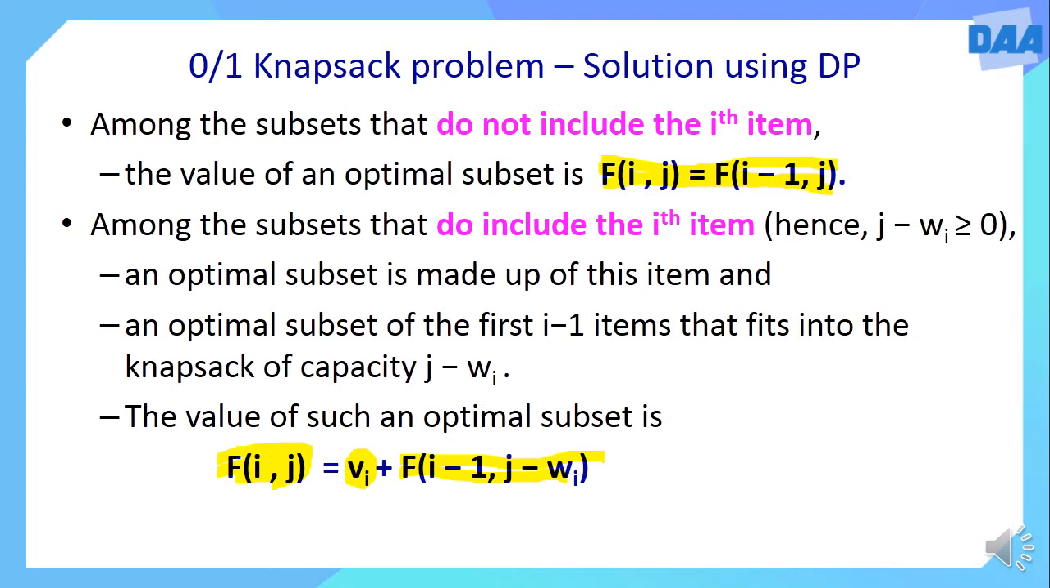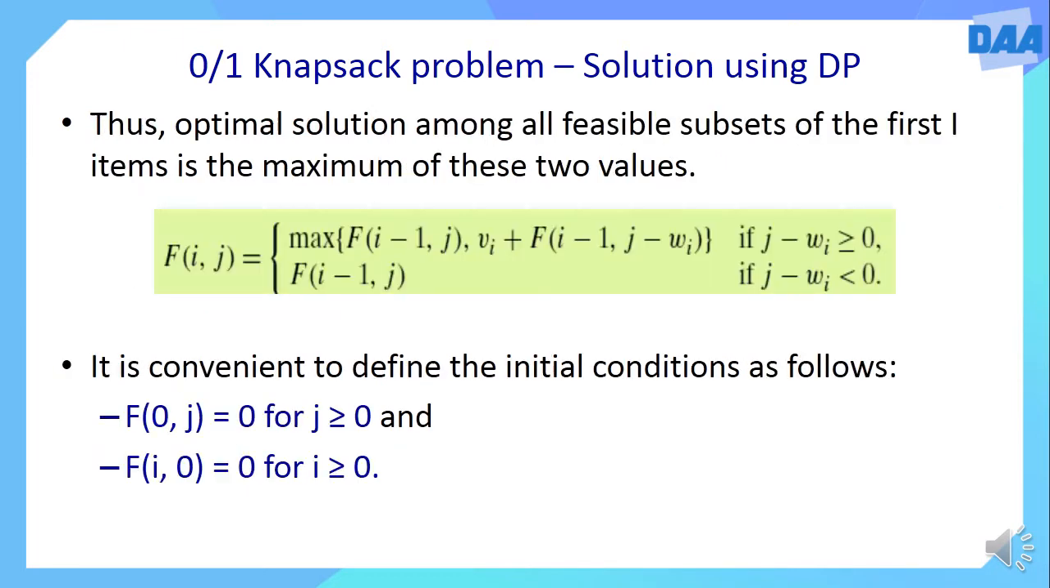Now among these two choices we need to select the best one. So we go for the maximum operation: f of i,j is the maximum of f of i minus 1, j and the other term. This is the overall summary of the recurrence relation, so that using the sub problems we can solve the problem. f of i,j is obtained from the sub problems f of i minus 1, j or f of i minus 1, j minus wi. So these are the sub problems.